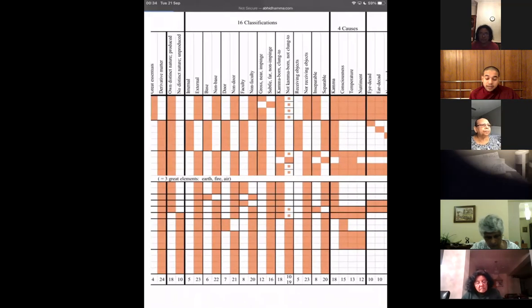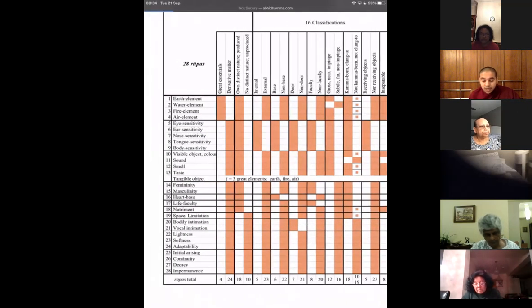Now, moving on. Karma born, clung to, not karma born, not clung to, right? Now, what is karma born, clung to, and not karma born, not clung to? Anyone? Karma born is the 18 concrete rupas. The 18 concrete rupas. Definition. Why are they the 18 concrete rupas?